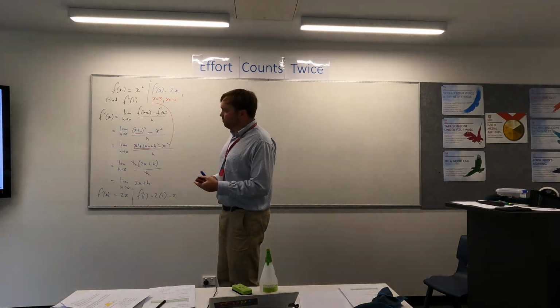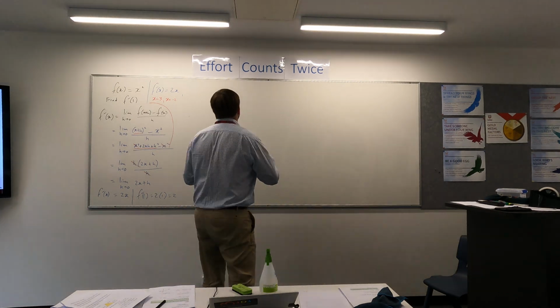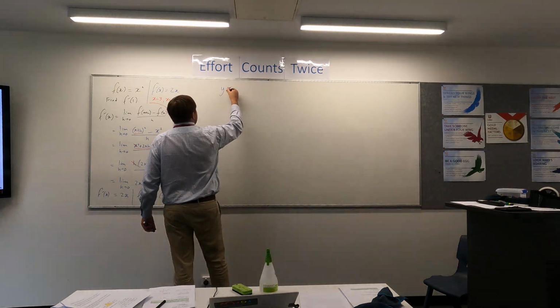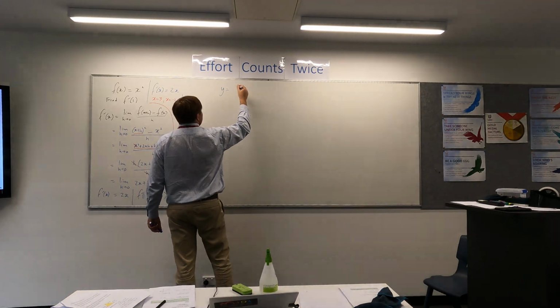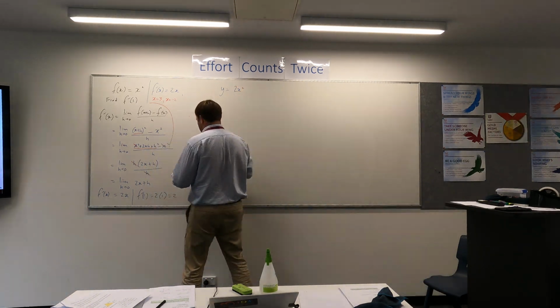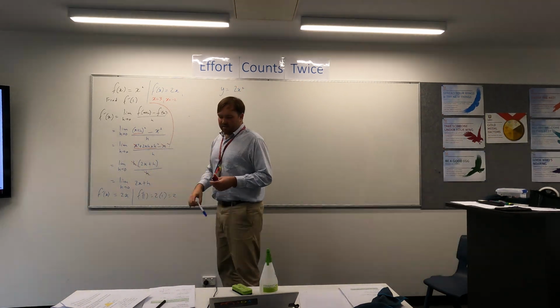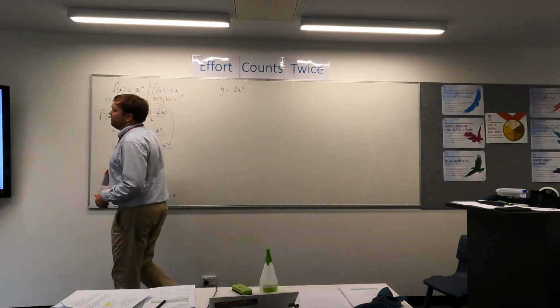Alright, our function is y equals 2x squared. And we want to find f dash x.